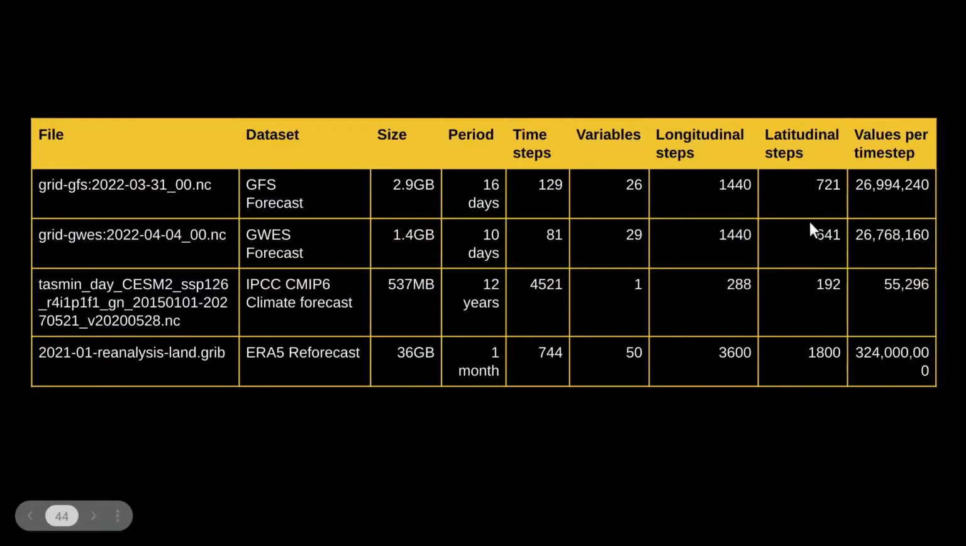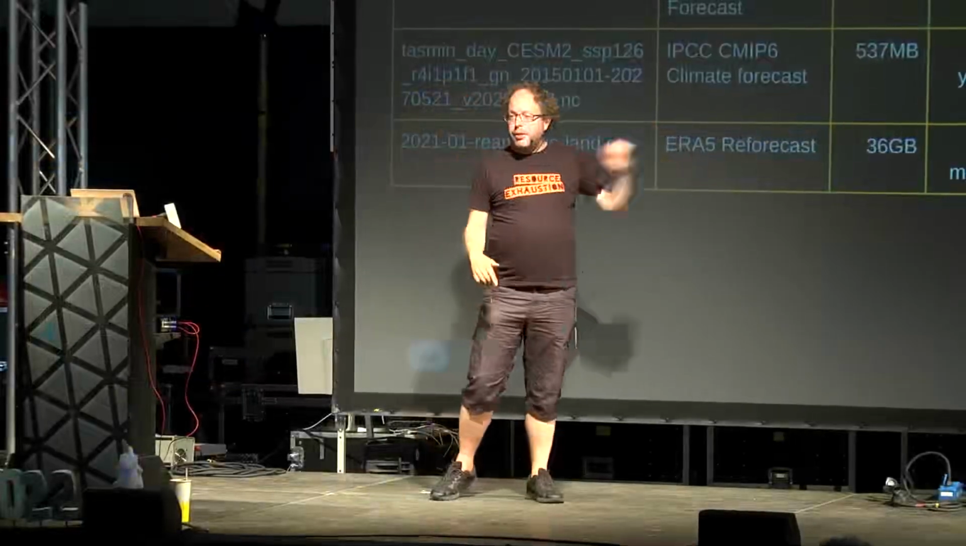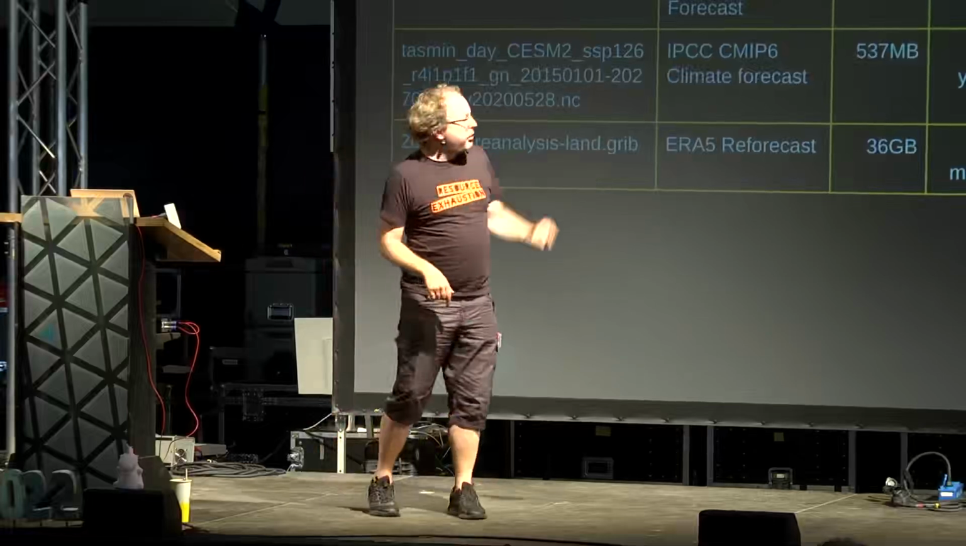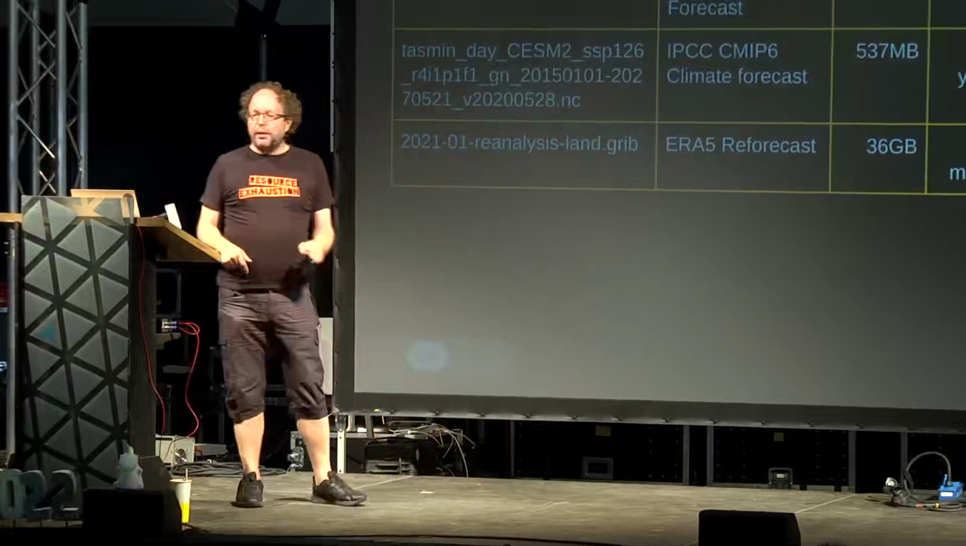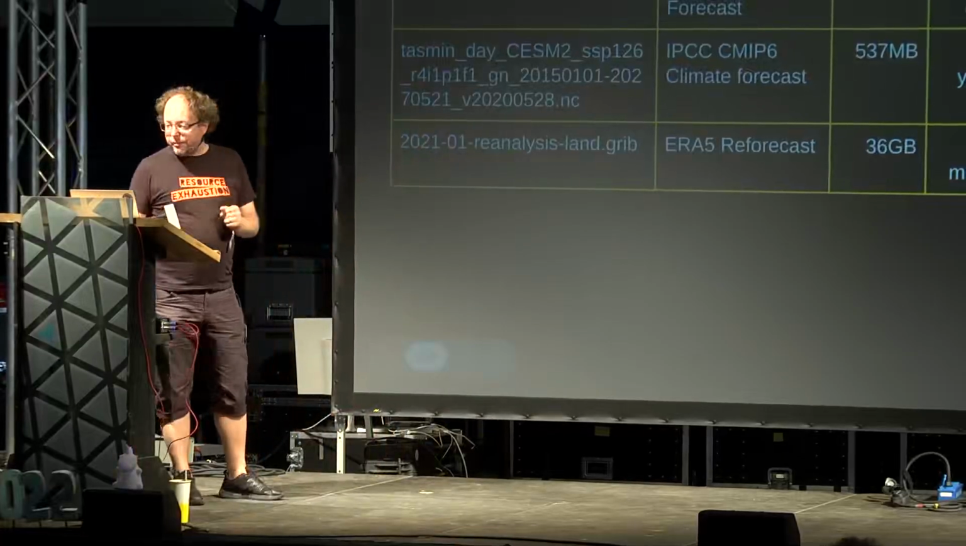Then you have reforecasts, like the ERA5 system, which is basically taking historical weather observations and running them through a forecast model to fill in all the blanks, because we don't have weather stations at every point in space, right? One month of that is about 36 gigabytes. So it becomes a huge amount of data, with 324 million data points per time step. So there's a lot there.